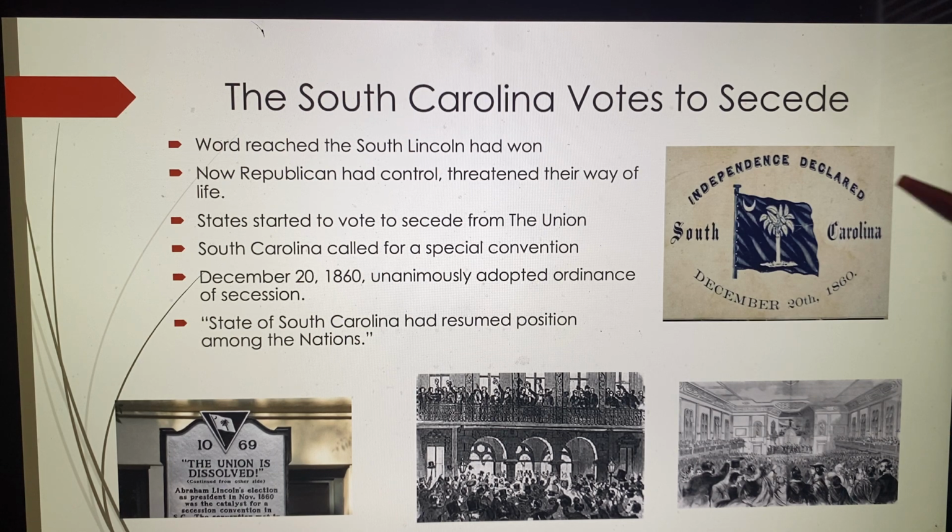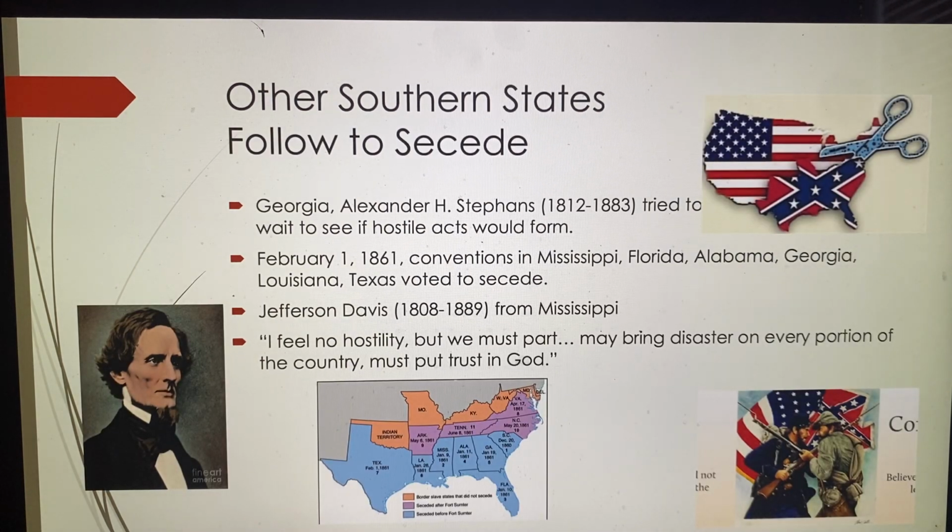Now knowing that South Carolina was seceding, would other states follow South Carolina? So here we have the picture. The independence of South Carolina was declared on December 20th, 1860. And the South had already planned what they were going to do if they had to go to war. So other southern states would follow to secede from the Union also. First of all, in Georgia, Alexander Stephens tried to wait to see what would happen. Would the North become hostile? Would they declare war? He wanted to see what would happen at first.